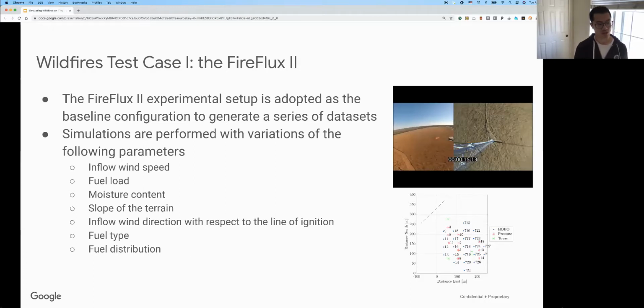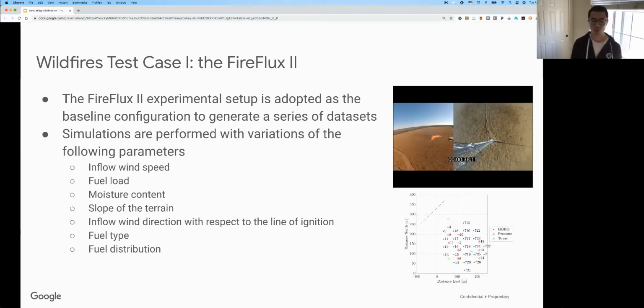The figure on the bottom right shows where they located different types of sensors. The sensors can collect information for the temperature, the wind speed, and also the pressure. By validating our simulation results with the experiments, we gain basic confidence in our modeling capability for the solver to simulate complex wildfires.